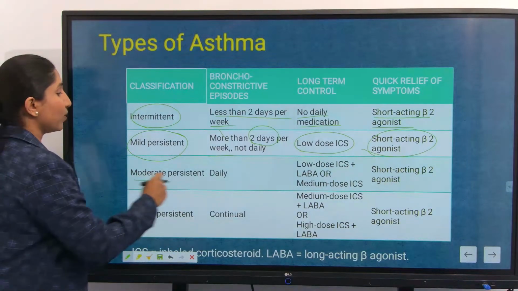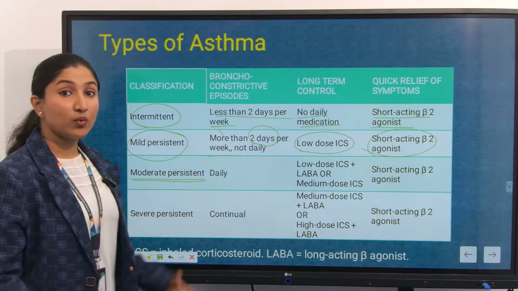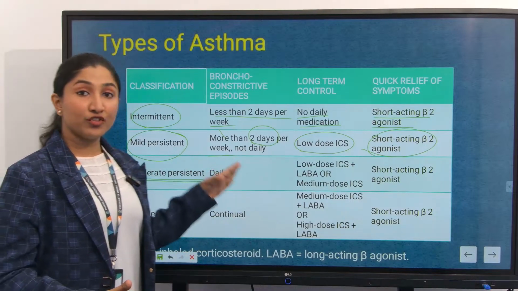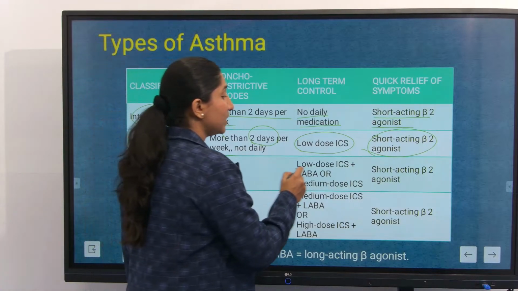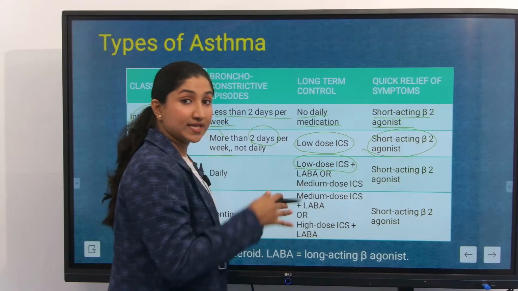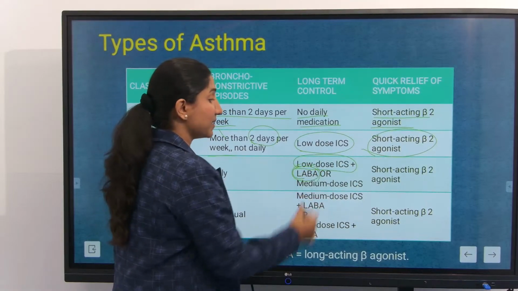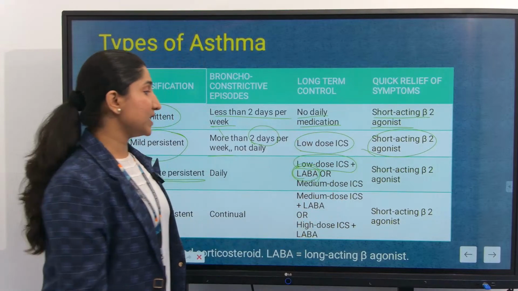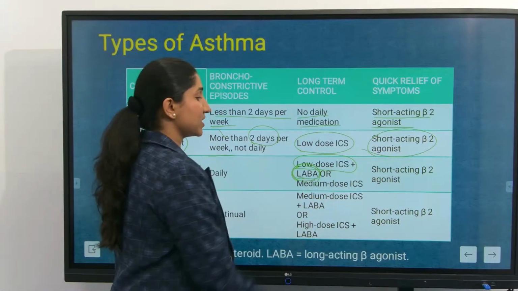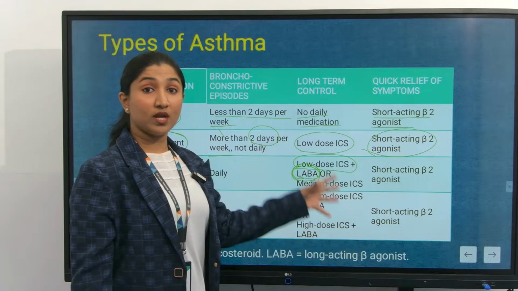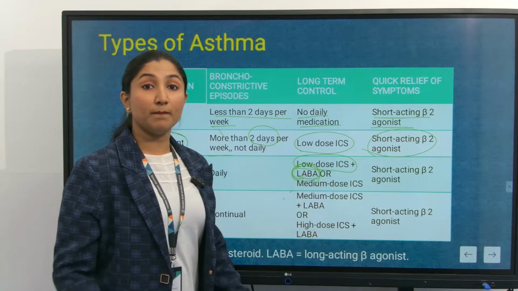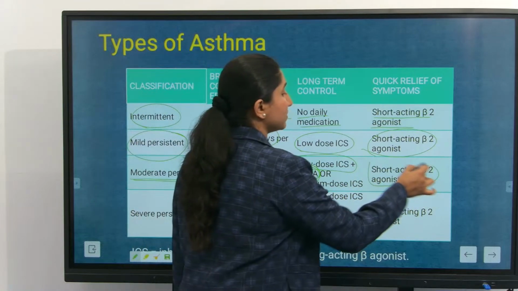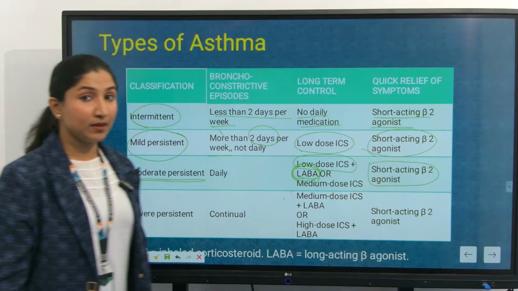So the next type is the moderate persistent asthma, where you have bronchoconstriction episodes daily. For that type of asthma, we can use low-dose inhaled corticosteroids along with a long-acting beta agonist. Here, for quick relief of symptoms, you use a short-acting beta agonist. You can use a long-acting beta agonist along with it, or if that is not working, then you can shift to a medium dose inhaled corticosteroid. And here also, for the quick relief of symptoms, you will definitely use a short-acting beta agonist.